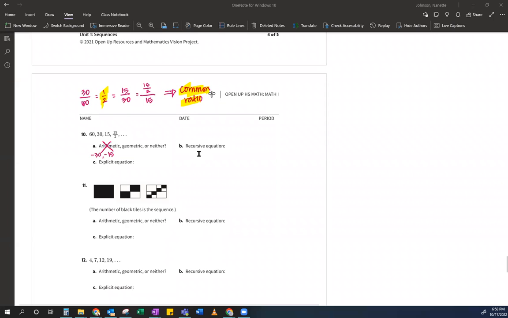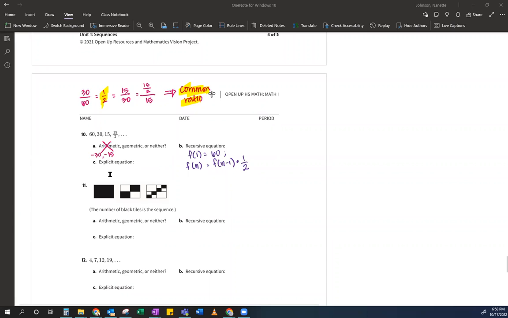So the recursive function, the very first thing that you do is you always write the first term. Technically, you can write whatever term you want, but I always do first term because that makes the most sense to me. So f of 1 equals 60. And then f of n, this is how we write the word next, and this is how we write the word previous. And then what are you doing every single time? Well, I'm multiplying by half. Ms. Johnson, I thought you said dividing by 2. Multiplying by half and dividing by 2 is the same thing. It just looks different. So here, that's my recursive function.